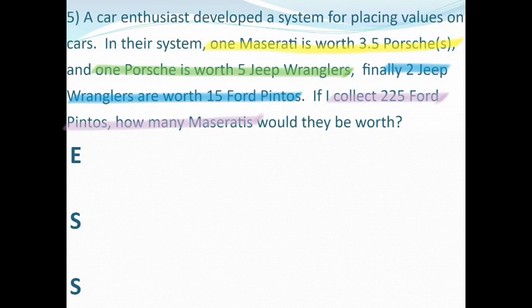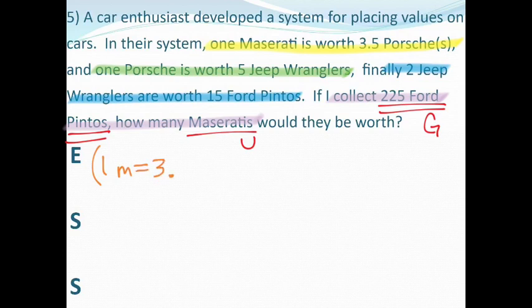So what I'm going to point out here is that what we've got is 225 Ford Pintos. That's our given. And what we're trying to find, our unknown, is how many Maseratis would they be worth. Everything else here is an equation, and I would encourage you to make some abbreviations here as well. And I'm going to help you write out some equations with my abbreviations. They're just the letters of each of those cars' names.